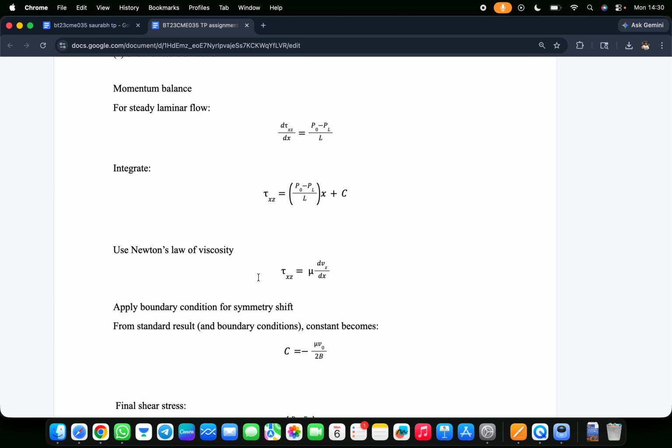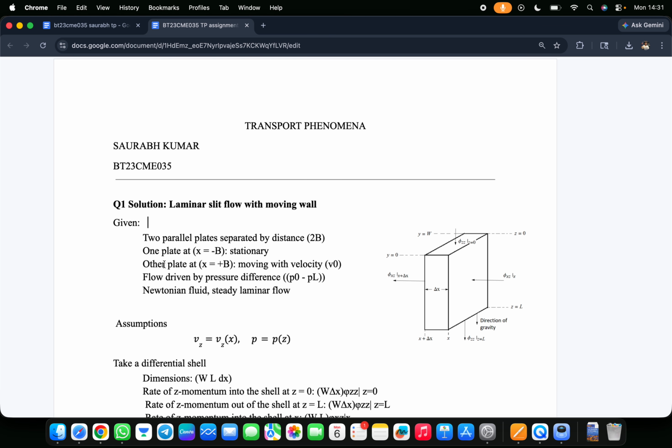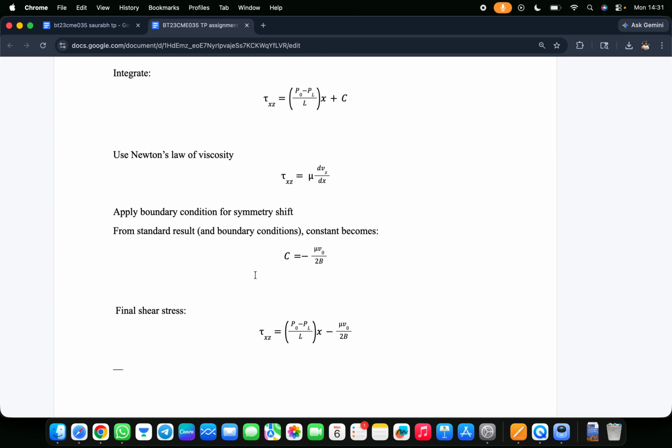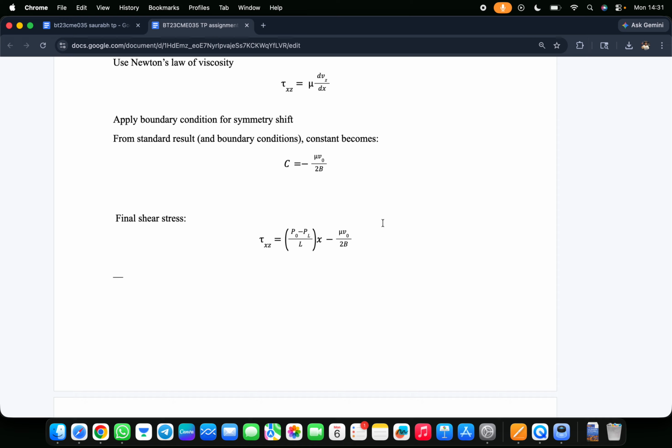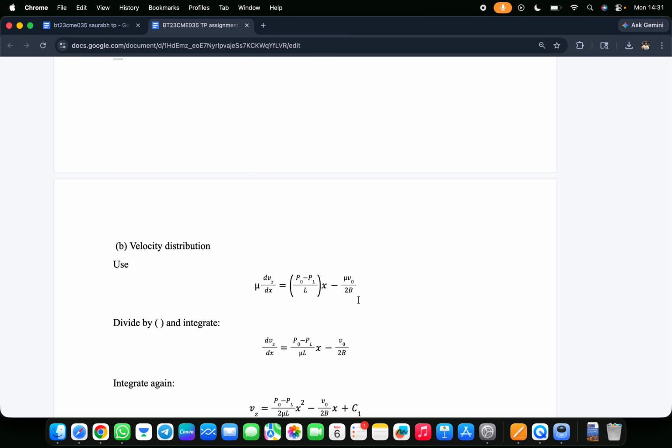At x is equal to b, our tau is equal to 0. So this will come out to this equation. Now putting the value of the constant, our final stress term will come out. Now we have to find the velocity distribution.